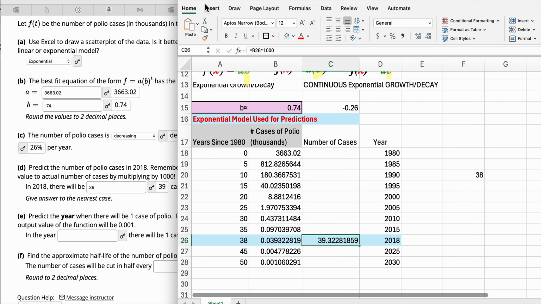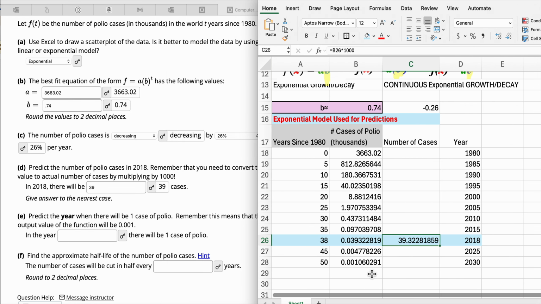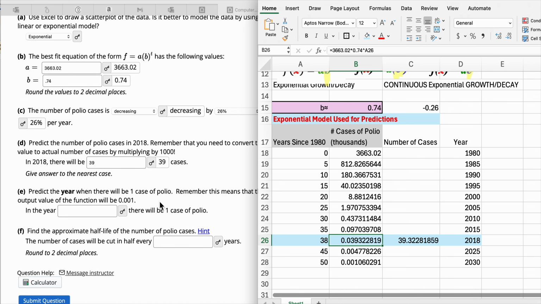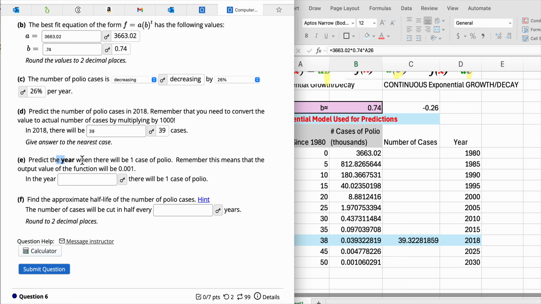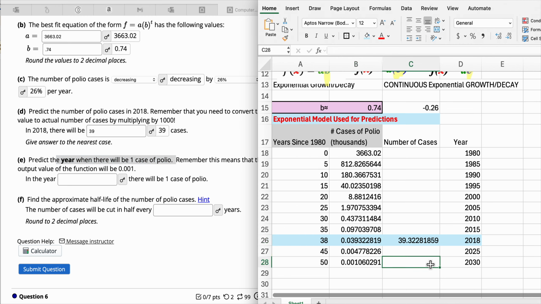Okay, it gave me the input, which is years, and I just typed that in my table, and then because my formula is here, it calculated the number of cases. All right, so then it wants to predict the year when the number of cases will be 1. All right, so that means if I have 1 case of polio, and in thousands of cases, that translates into 0.001, right? So if I did here, times 1,000, right? So right here at 50 years, that's closest to 1 case, but I want to know exactly, and that's where I'd use Solver, right?